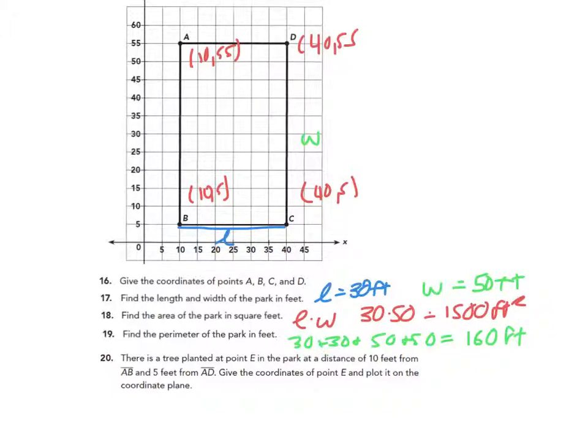Then one of these tough ones at the end. They say they're putting a tree at point P. It's 10 feet from AB, so if this is AB, and it's going to be 10 feet away, it's got to be somewhere on here. And they also say that it's 5 feet from AD, and if this is AD, 5 feet away would be somewhere here. It gives us this point right here, and that point is point E, which is at (20, 50).